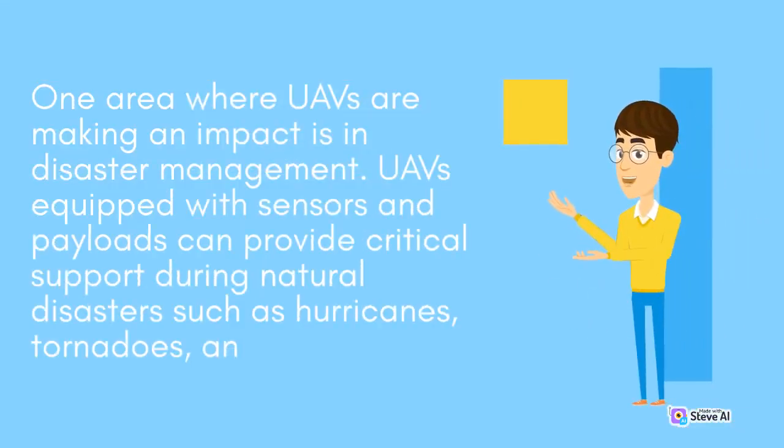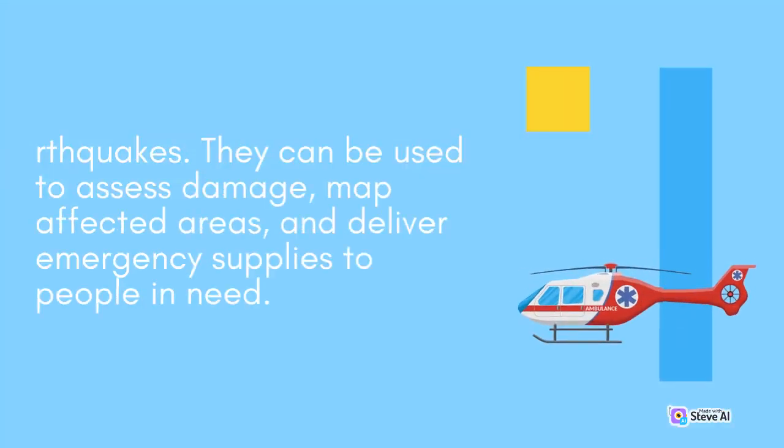One area where UAVs are making an impact is in disaster management. UAVs equipped with sensors and payloads can provide critical support during natural disasters such as hurricanes, tornadoes, and earthquakes. They can be used to assess damage, map affected areas, and deliver emergency supplies to people in need.